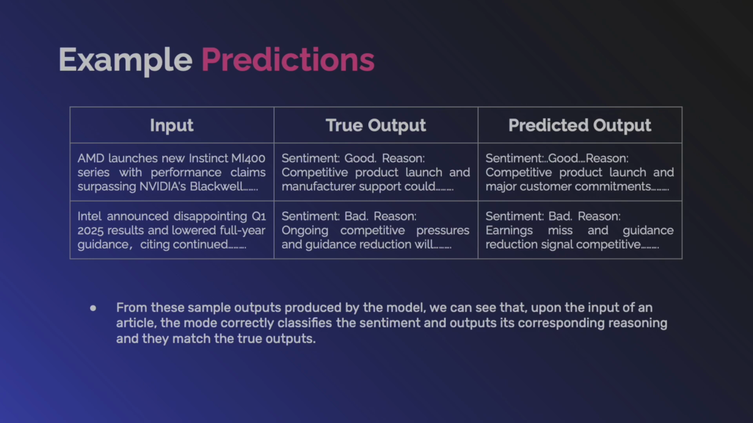In this slide, we can infer how the predicted output, which is the sentiment reason given by the model, matches the true output of sentiment and reason for a given input news article. This shows how well the model performs.